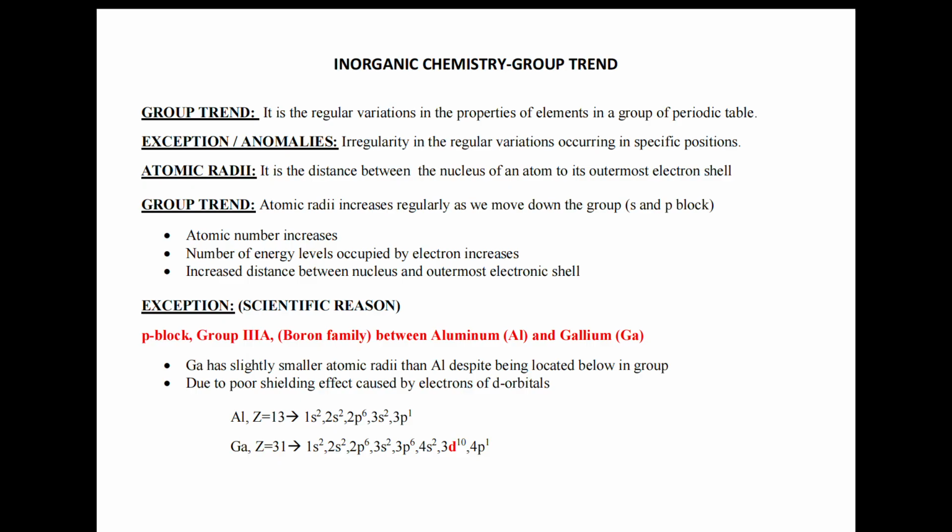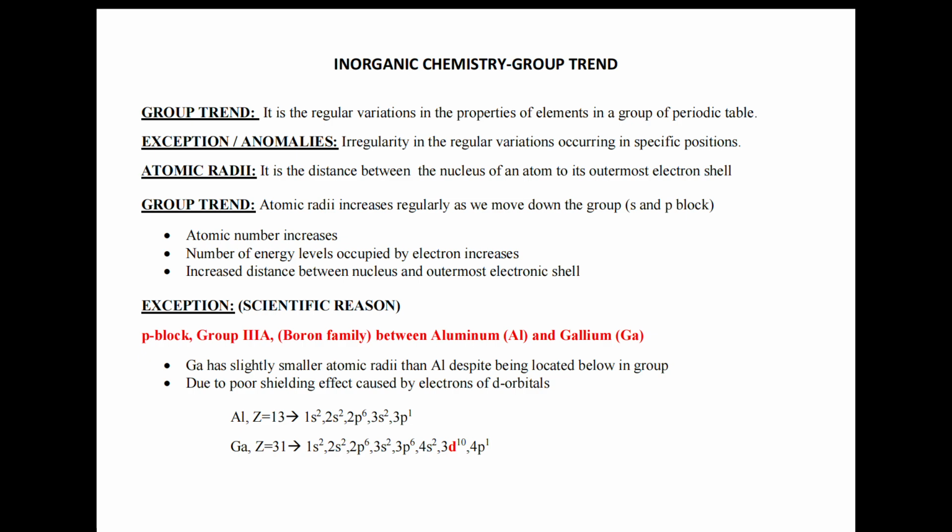As we move from aluminium to gallium, the atomic number of aluminium is 13 and for gallium it is 31. You can see that the atomic number is increasing, so eventually the atomic radius should also have increased. But despite the increasing atomic number, the atomic radius becomes smaller. So it is an exception.